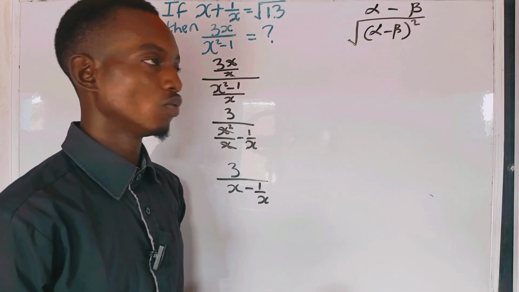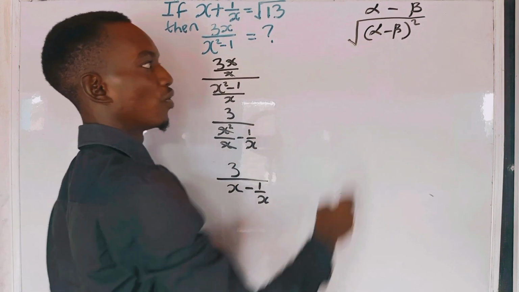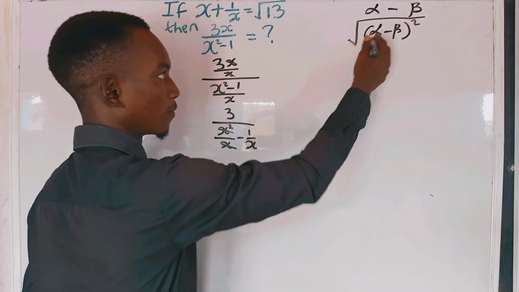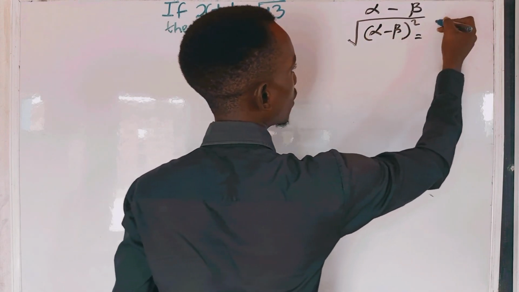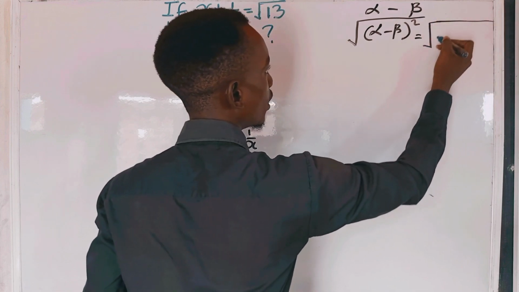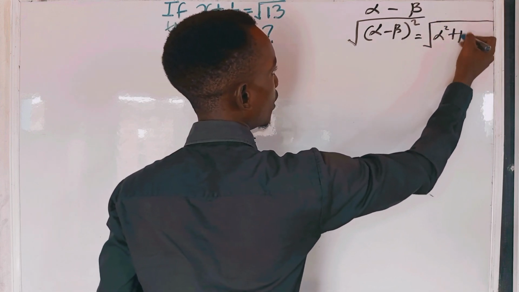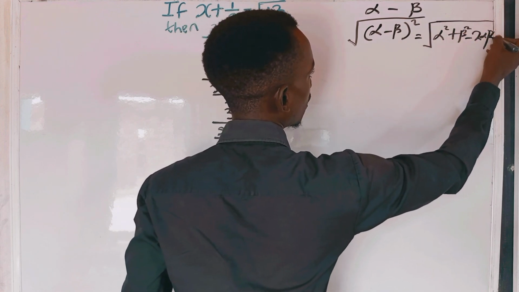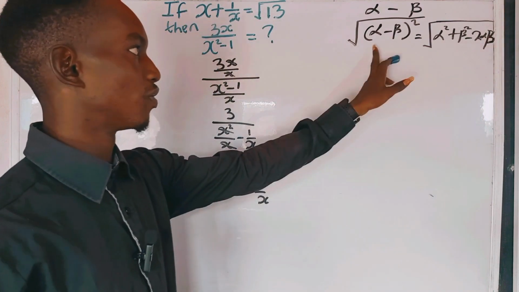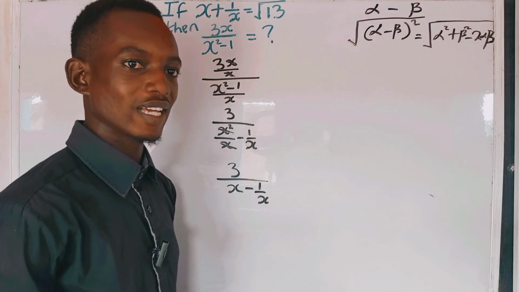So we haven't done anything wrong. Okay, so we use the identity for (alpha minus beta) squared. The identity for (alpha minus beta) squared gives us the square root of alpha squared plus beta squared, then minus 2 alpha beta. That's the identity for this, okay? We are getting very close.